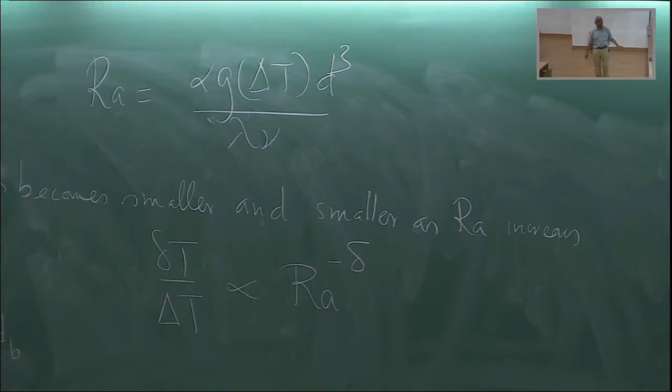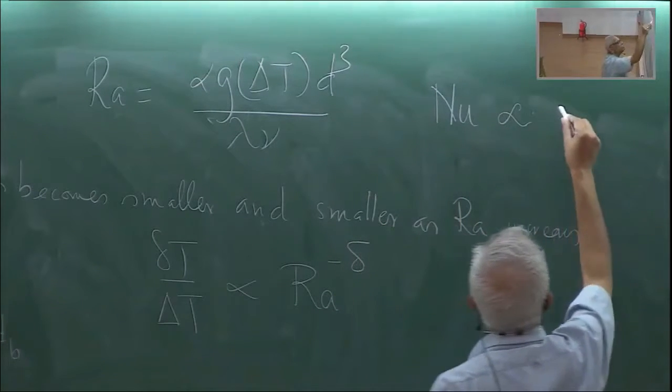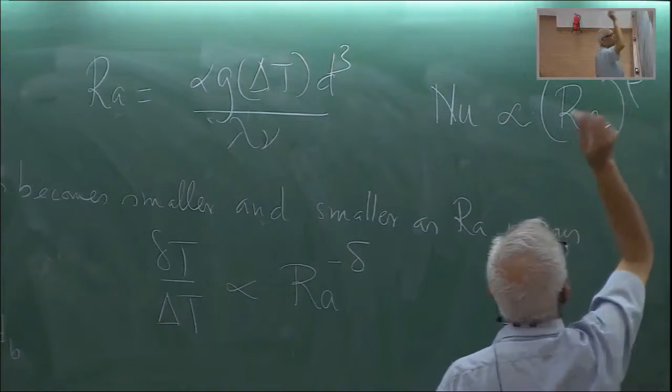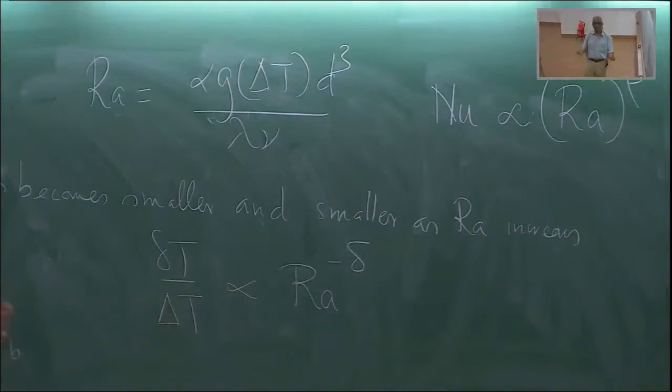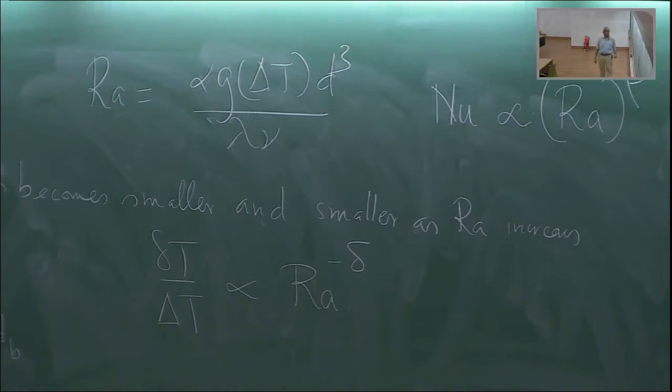The Nusselt number scaling is generally written as Nusselt number proportional to Ra to the power beta. That's the standard notation for the Nusselt number and Rayleigh number scaling. It's Ra to the power beta. So it's Ra to the power minus delta over here. Very good.